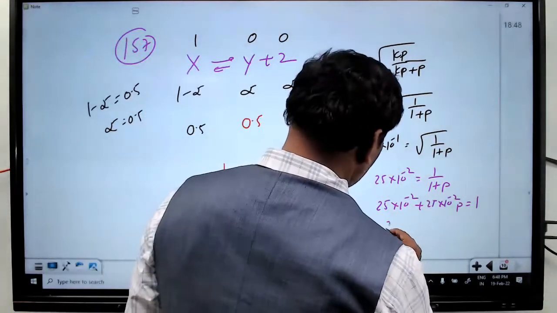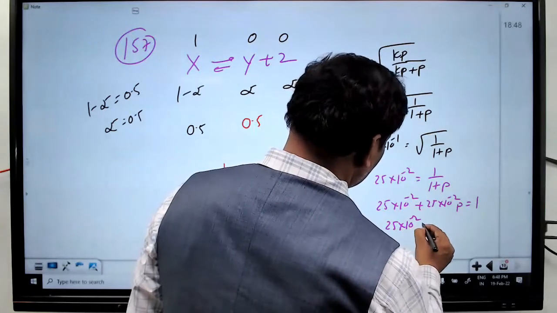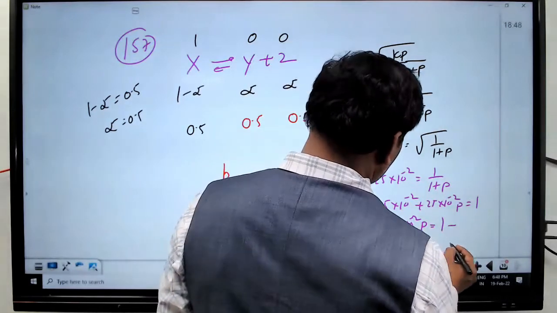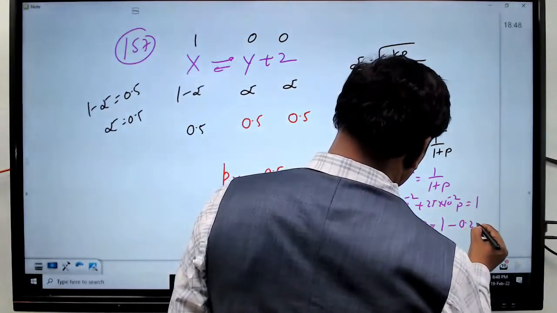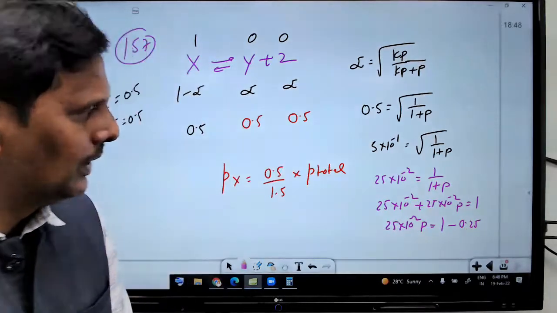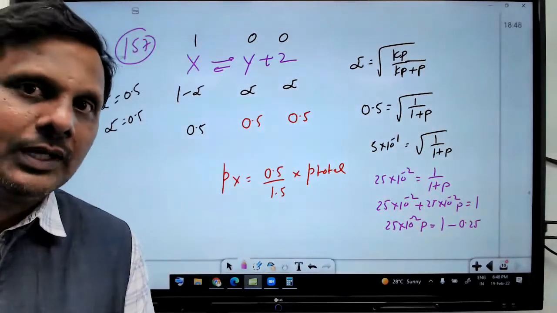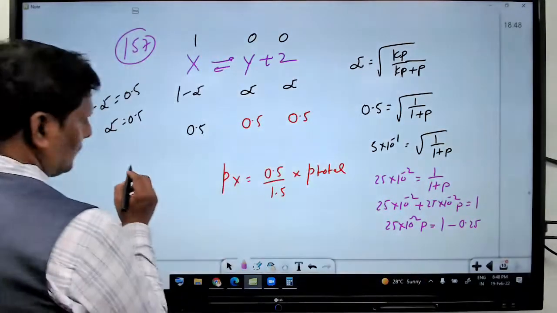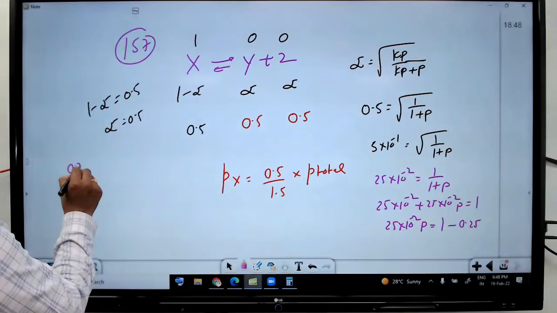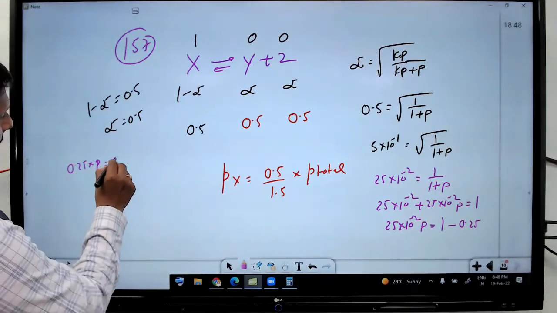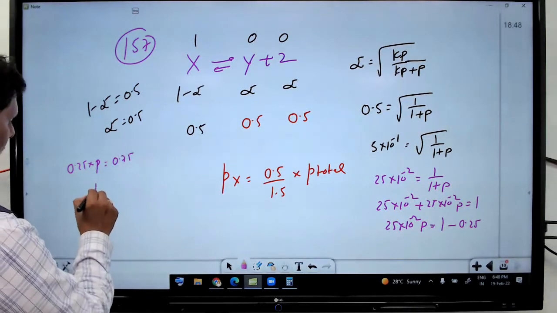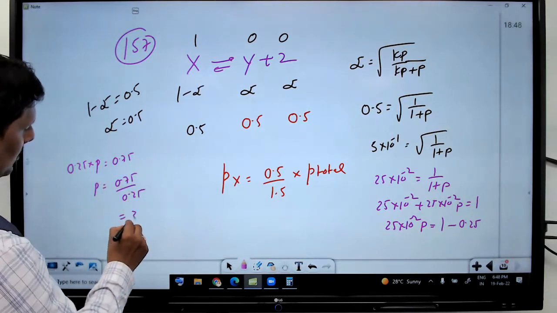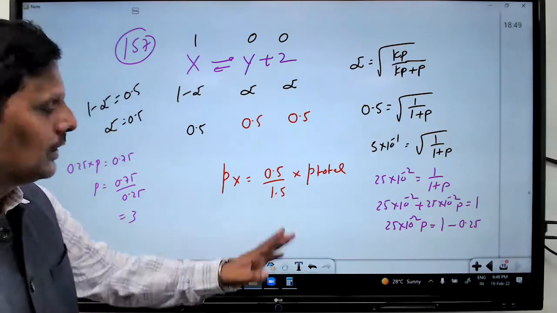That means 25 into 10 power minus 2 P is equal to 1 minus approximately this value, 0.25. 1 minus 0.25 is 0.75. Right here, 0.25 P is equal to 0.75. So P is equal to 0.75 by 0.25, which is equal to 3. P total we got is 3.